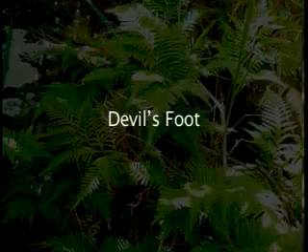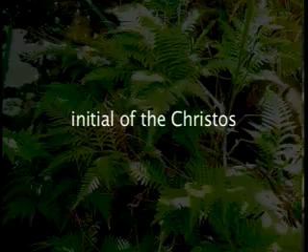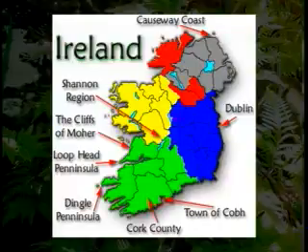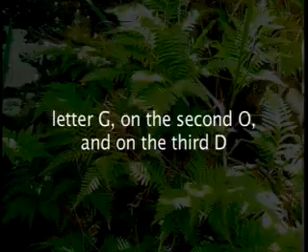In Scotland, it is said to be an impression of the devil's foot, and yet witches were reputed to detest this fern for the reason that it bears on its cut stem the Greek letter X, which is the initial of the Christos. In Ireland, it is called the fern of God, because if the stem is cut into 3 sections, on the first of these will be seen the letter G, on the second O, and on the third D.